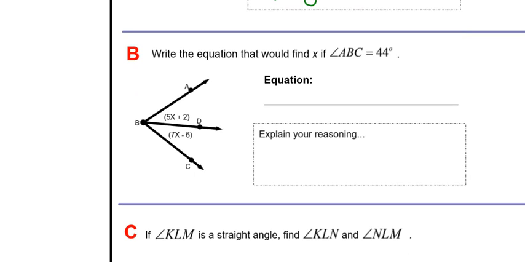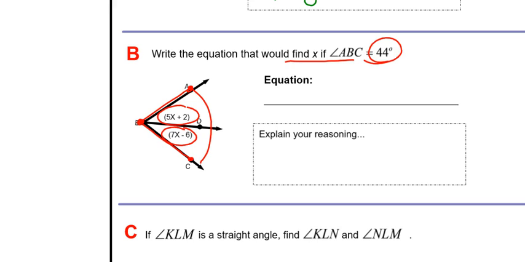Write an equation that would find x if ABC is equal to 44 degrees. Circle our numbers. We got these guys right there. Write an equation that would find x. And so I have to go to my picture and find A, and then B, and then C, and I notice that that is everything.